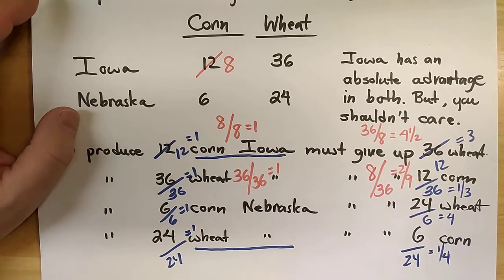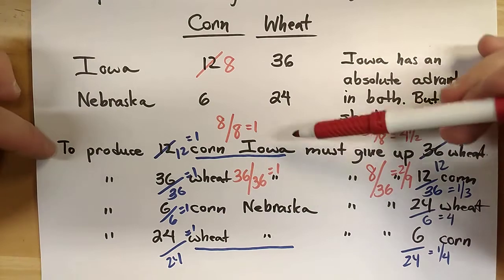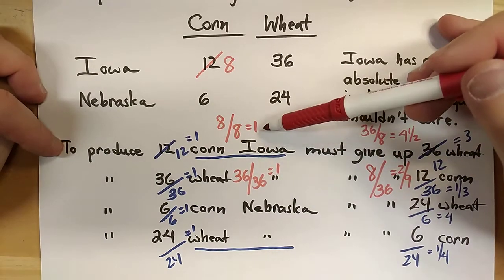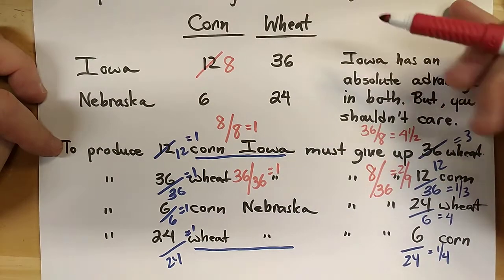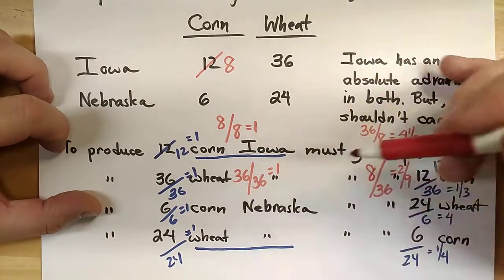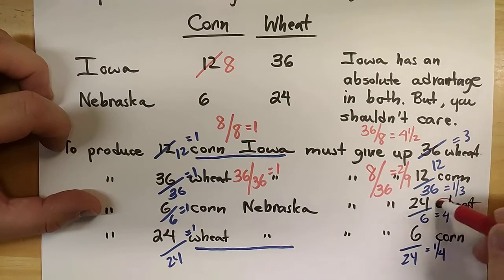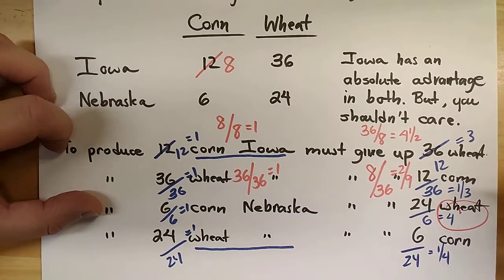Anyway, once you get these answers, you make the exact same sort of comparison you did before. So you look at production of corn. Iowa, to get 1 corn, has to give up 4.5 wheat, but Nebraska, to get 1 corn, has to give up 4 wheat. So now wheat is cheaper in Nebraska.